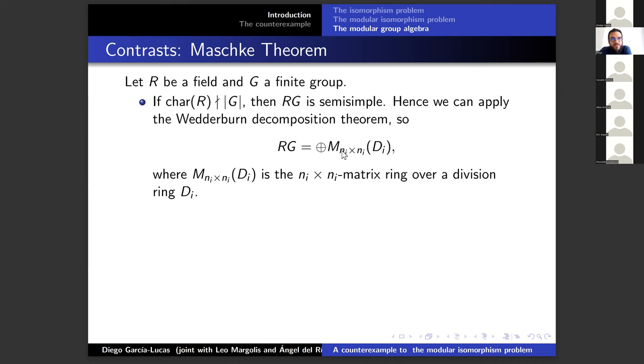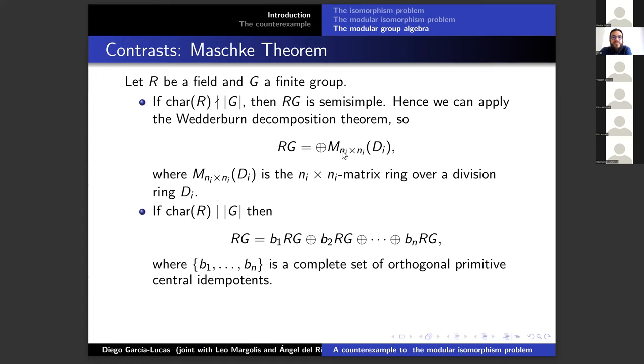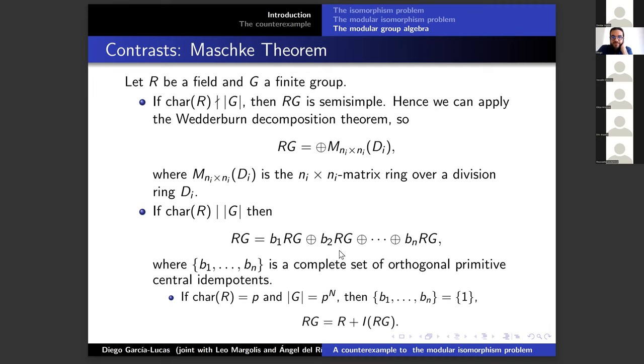On the other hand, if the characteristic of the field divides the order of the group, then by Maschke's theorem again, the group algebra is no longer semisimple, but one can find a decomposition of this form in which B1, ..., Bn is a complete set of orthogonal primitive central idempotents in the algebra. And these are two-sided principal ideals generated by each one of the Bi. And then this is a direct sum of two-sided ideals, and each one of these ideals is known as a block of the algebra. Our case is this situation with the particularity that there is only one idempotent different than zero, which is the one. So there is no such decomposition, since the only block is the group algebra itself.